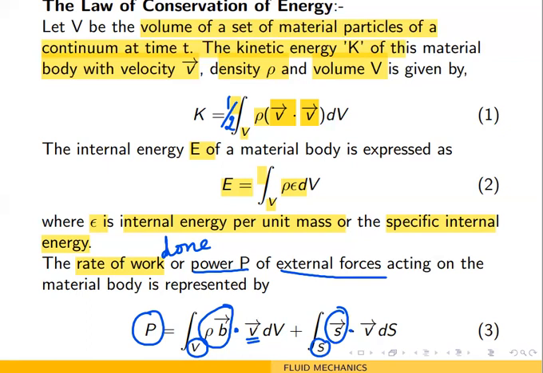So what is our equation 1? Equation 1 is kinetic energy, equation 2 is internal energy, and on the RHS I want the rate of work done or the power, which is represented by equation 3.